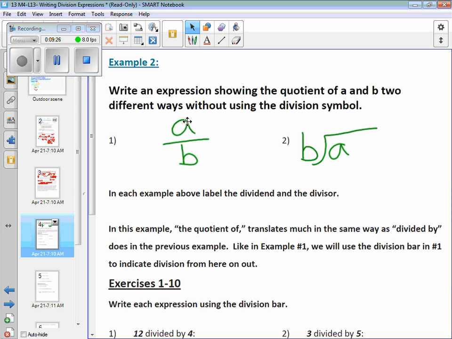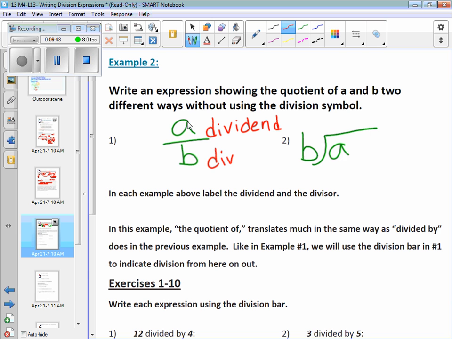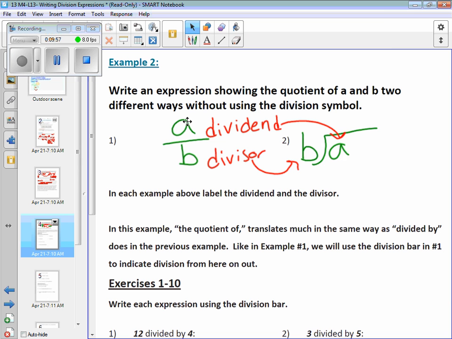Label your dividend and divisor. You could just label it once and then draw arrows to the second diagram. And then if you want, you could draw an arrow to what's what, using the Gazinta.